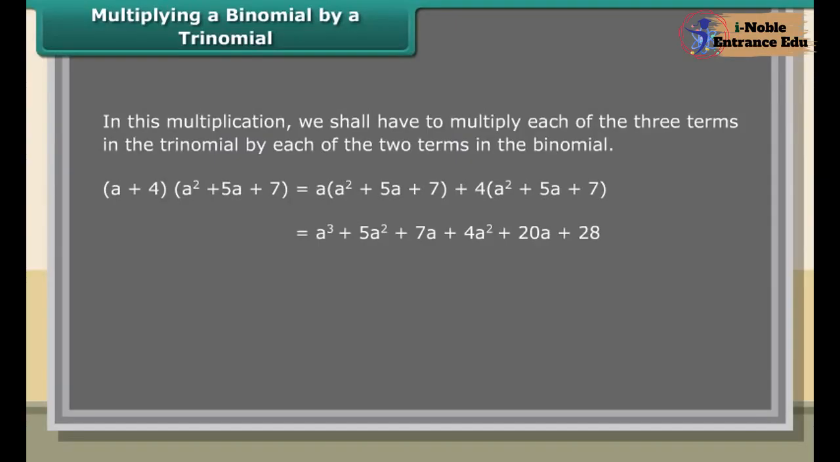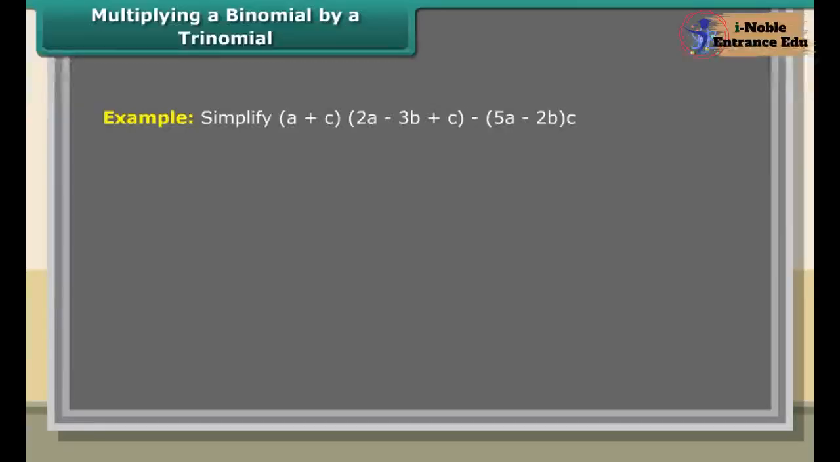Multiplying a binomial by a trinomial. In this multiplication, we shall have to multiply each of the 3 terms in the trinomial by each of the 2 terms in the binomial. (a + 4)(a² + 5a + 7) = a(a² + 5a + 7) + 4(a² + 5a + 7) = a³ + 5a² + 7a + 4a² + 20a + 28 = a³ + 9a² + 27a + 28.